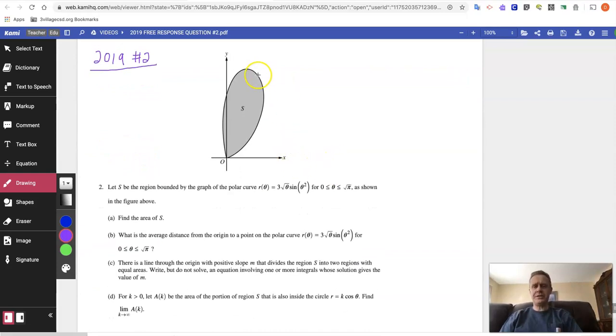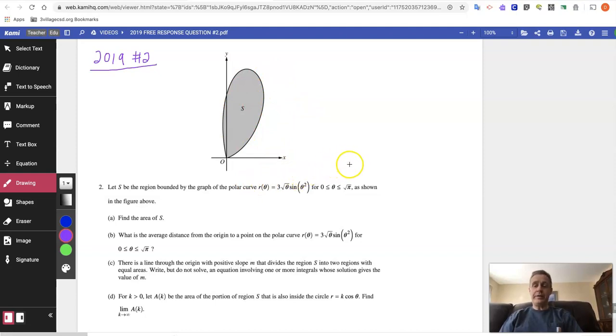So you see here in this problem, we have the picture of our polar curve. They tell you that let S be the region bounded by the graph of the polar curve r of theta, and they give you the equation. This is on the interval from 0 to square root pi, and again, we see the picture up above.